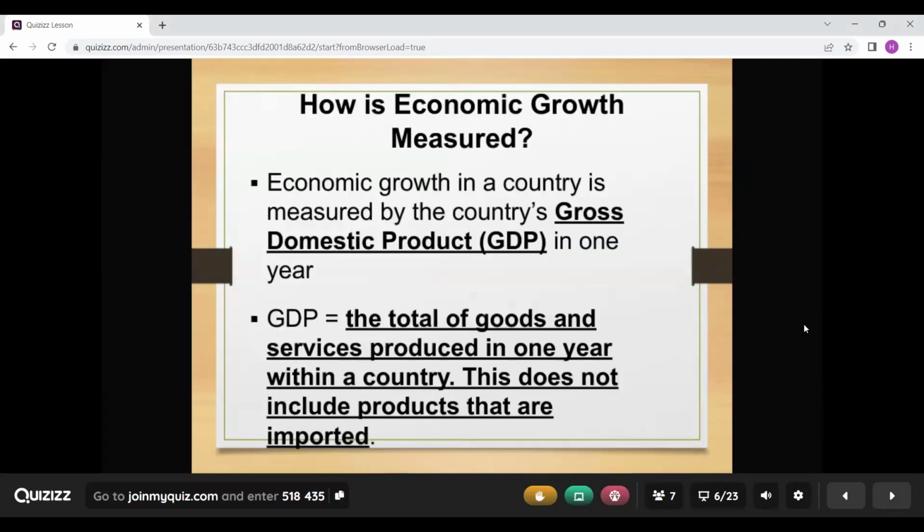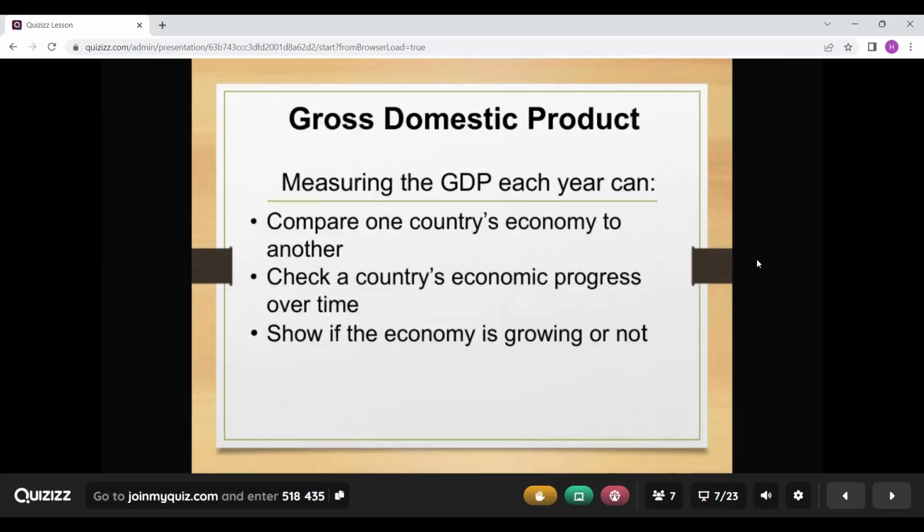So how is economic growth measured? Economic growth in a country is measured by the country's gross domestic product, GDP, in one year. So yeah, GDP. And GDP is the total of goods and services produced in one year within a country. GDP can show how one country's economy is doing compared to another country's economy, and how the economy is doing in a country over time. And it can show if an economy is growing or not.